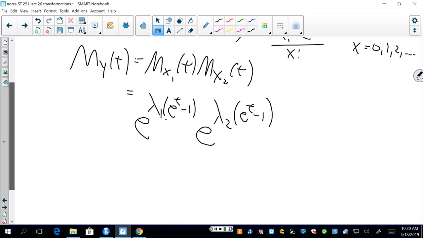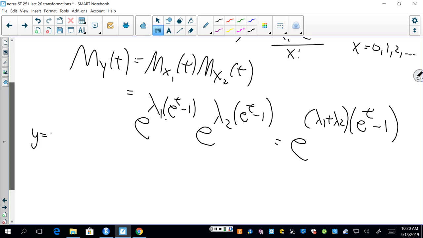And so the exponents can add together. So you can get e to the (lambda 1 plus lambda 2)(e to the t minus 1) up there. And that looks like the Poisson form for the moment generating function. The values that y can take on are 0, 1, 2, etc., because x1 and x2 have 0 on up, and so y has the same range that a Poisson is supposed to have. And because it has that form, we deduce that y, the sum of these things, is another Poisson, where you add the rates.